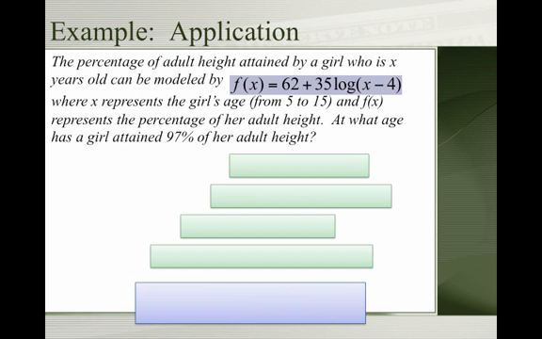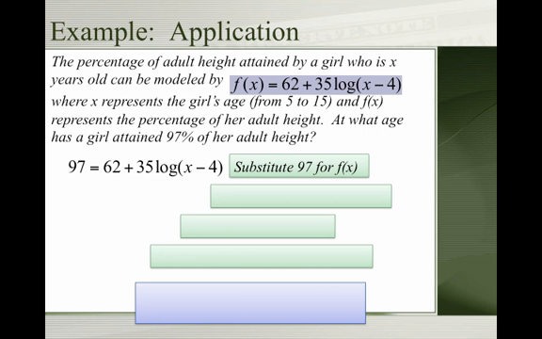All right, let's do another word problem. The percentage of adult height attained by a girl who is x years old can be modeled by this function, f of x equals 62 plus 35 log base 10 of (x minus 4), where x represents the girl's age from 5 to 15, and f of x represents the percentage of her adult height. At what age, so we're going to solve for x, has a girl attained 97% of her adult height? All right, well, 97 is the f of x.